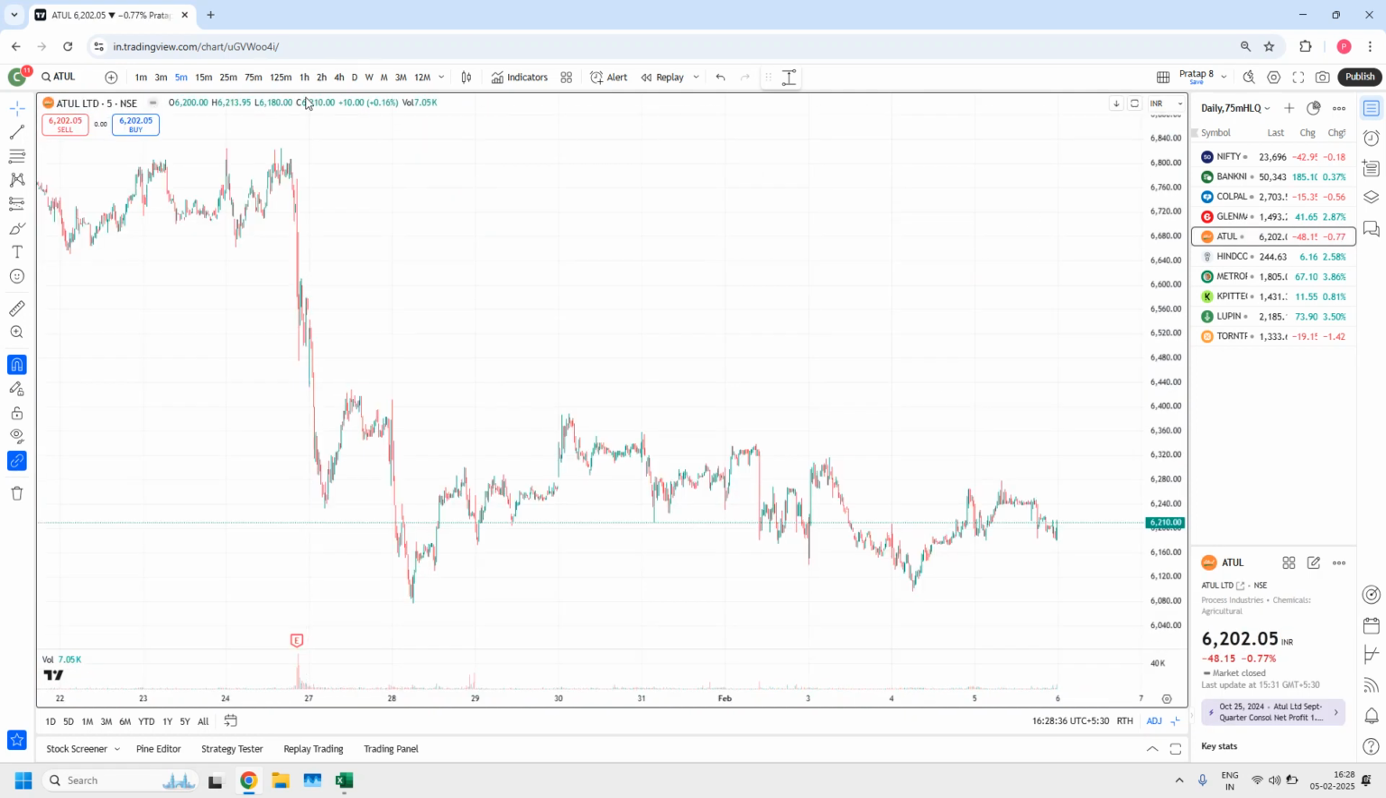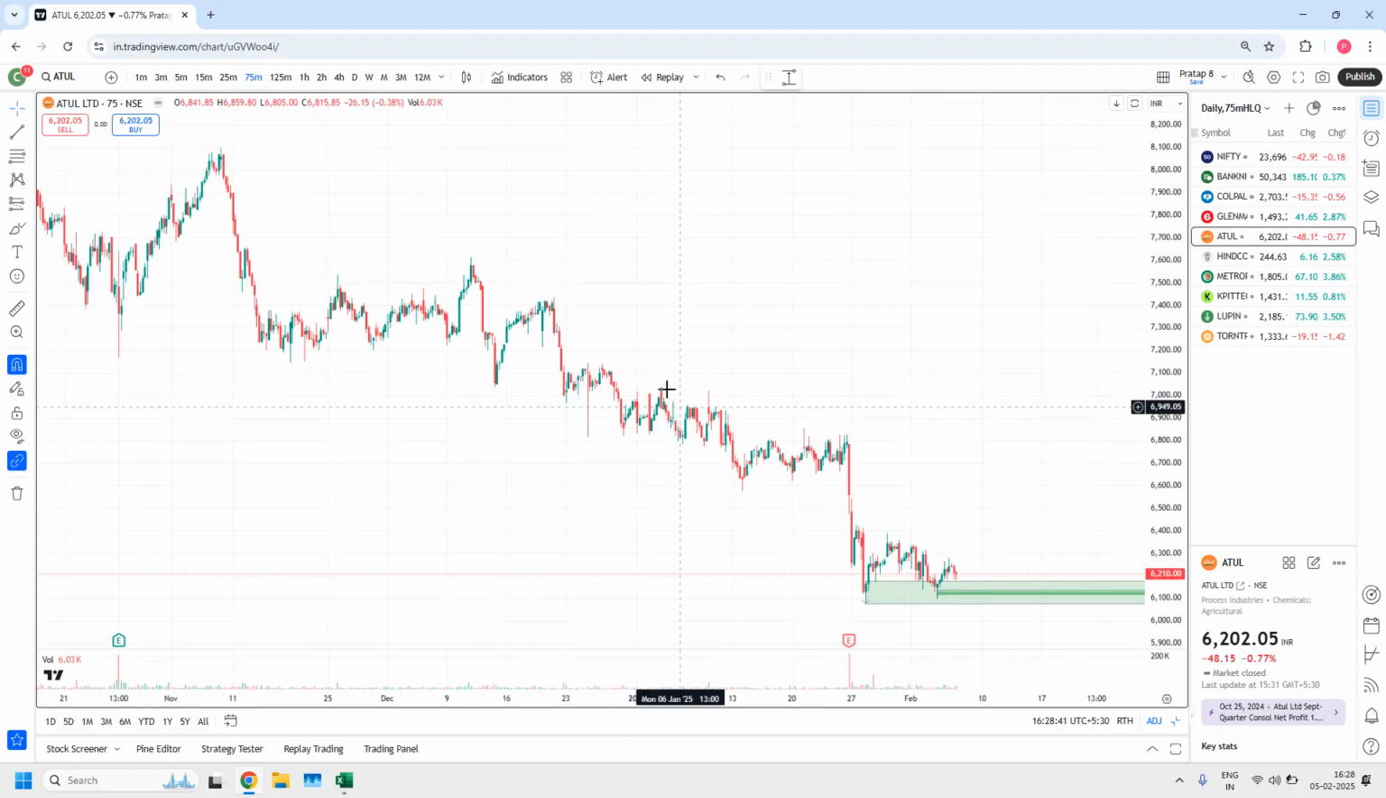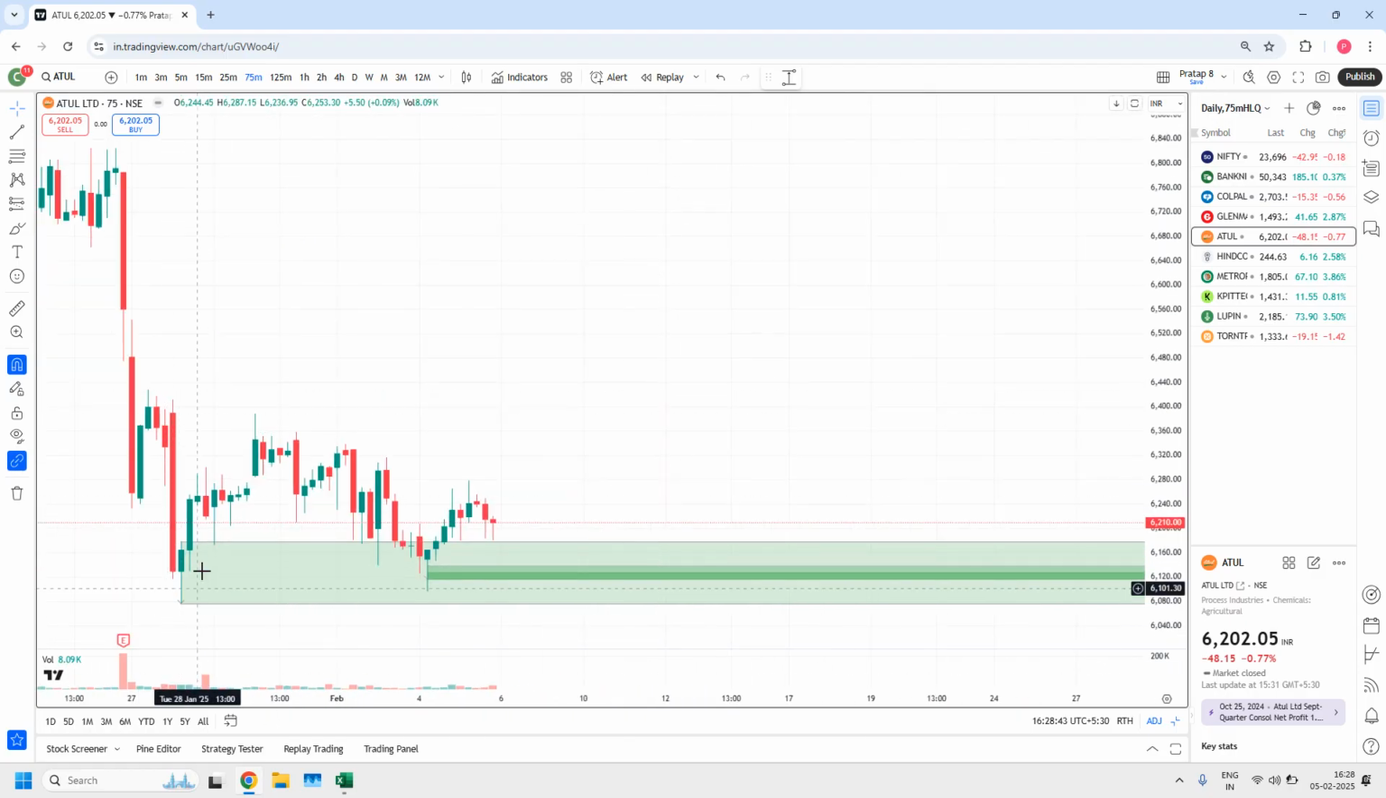And Atul is a 75 minutes high liquidity demand zone. Drop base rally, this is what our software identified. And here we have a fine-tuned 5 minute zone.